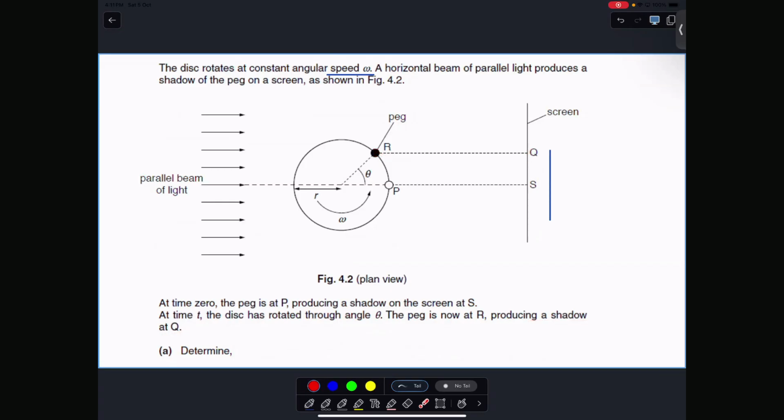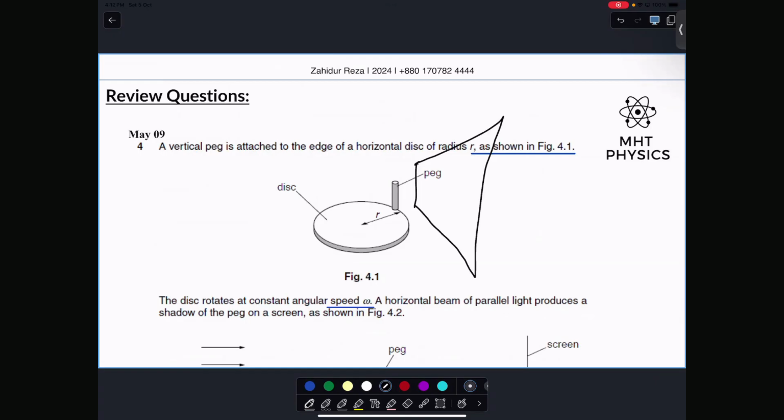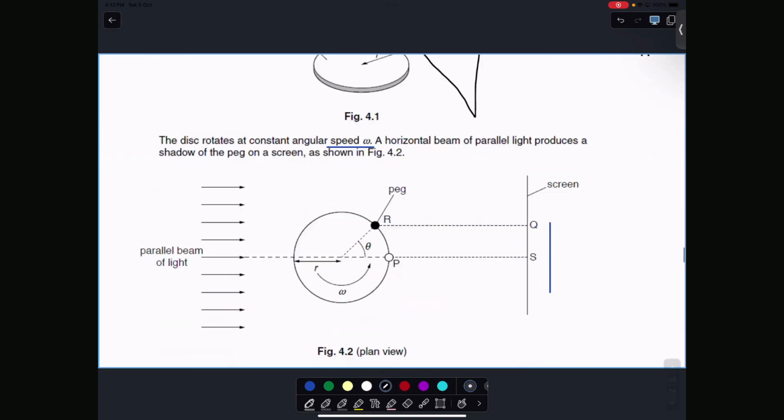Do you understand what's happening here? Let me explain. It's basically this, okay? So they're using the shadow to show simple harmonic motion. Sorry, the page is 91.